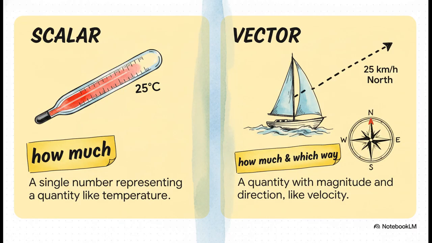So what's the big deal with vectors anyway? Well, up to now, you've probably been dealing almost exclusively with scalars. A scalar is pretty simple, right? It's just a number, like a temperature, 25 degrees Celsius. It tells you how much. But a vector, well, a vector tells you two things. It tells you how much and which way. 25 kilometers per hour is the how much, but that word north, that direction, that's the magic ingredient.